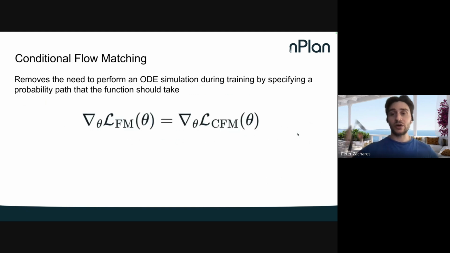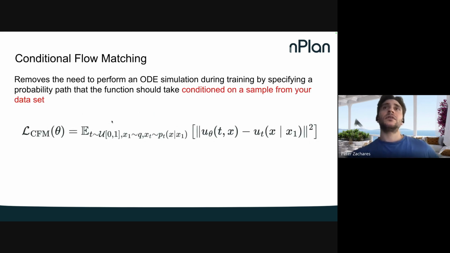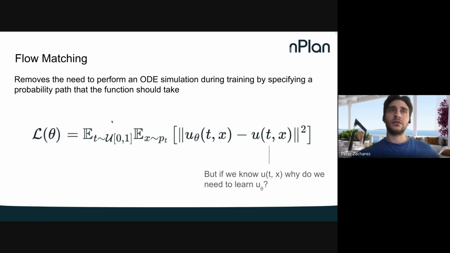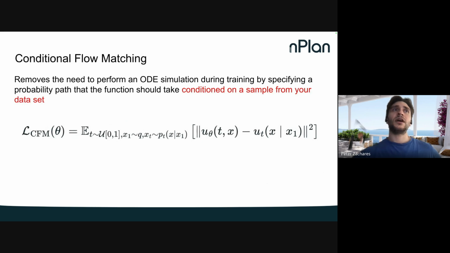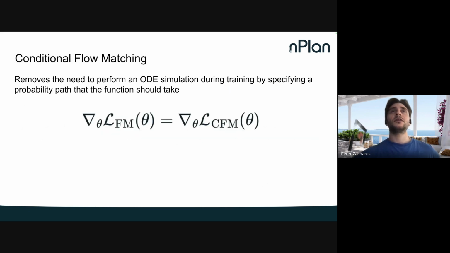I'll go into a lot more detail on this, but the reason why all of this works, why this is so good, is because the gradient of this flow matching objective over here and the conditional flow matching objective are the same. So you know that if you use the conditional flow matching objective to train your flow model, then you'll get the same model as if you were training it with the flow matching objective. That's the whole reason why it's so good.